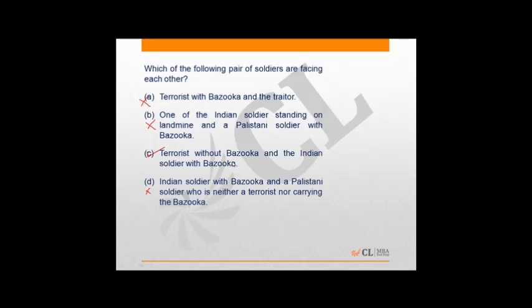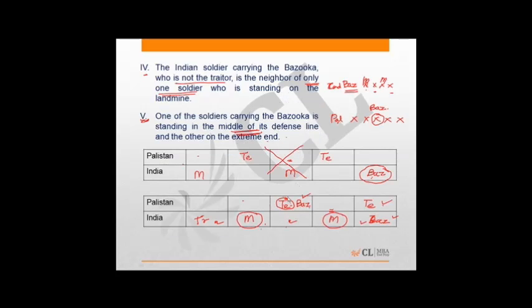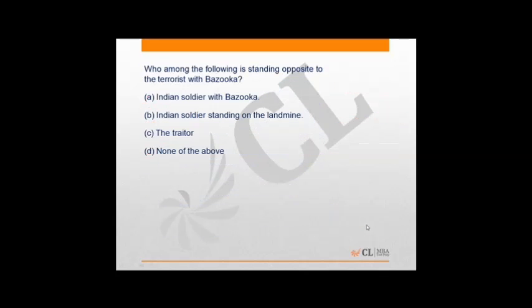Who among the following is standing opposite to the terrorist with bazooka? So opposite to the terrorist with bazooka is a soldier who is neither a terrorist nor the soldier standing on the landmine nor the Indian soldier with a bazooka. So let's see what are the options. Indian soldier with a bazooka? No. Indian soldier standing on the landmine? No. The traitor? Definitely no. None of the above. Hence the right answer is option D.